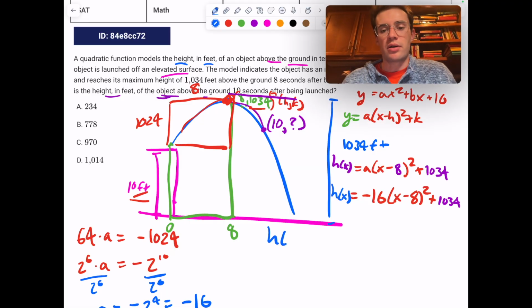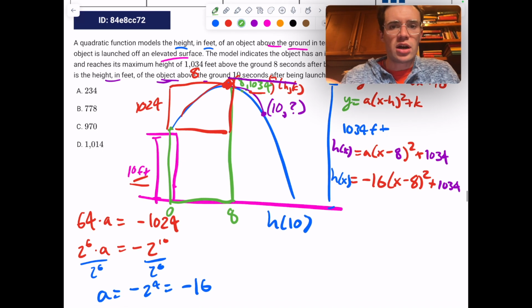You can also figure out, using what we just did, you could say, okay, well, instead of moving over 2 down 4, it's going to be over 2, up 4 times negative 16. So down 64 from this. You can figure it out that way. 1034 minus 64 would give you 970, which should be the same answer, assuming I just did that math right in my head. But we can also just plug it in.